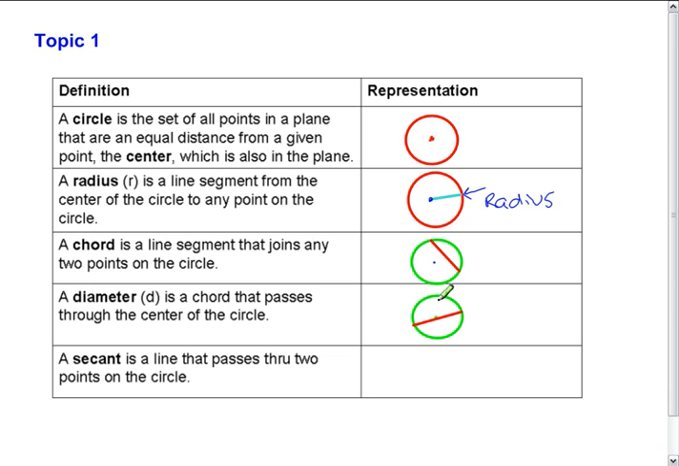And a secant is a line that passes through 2 points on a circle. So once again, you start off with your circle, identify your center, and a secant goes through 2 points of the circle. That's one, or again, it does not have to go through the center. And let's move on.